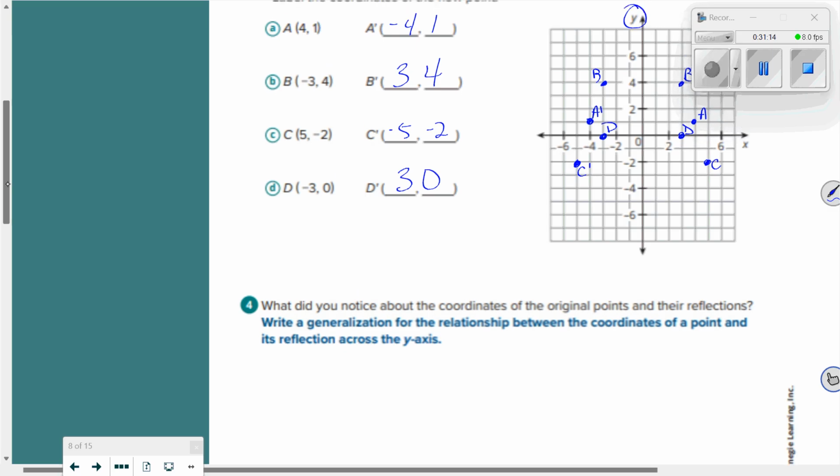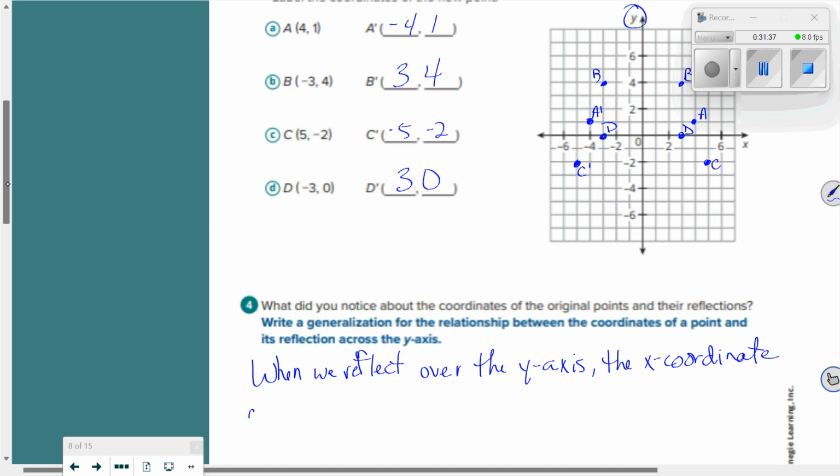The x. So when we reflect over the y-axis, the x-coordinate changes to its opposite. What happens to the y? It stays the same. The y stays the same.